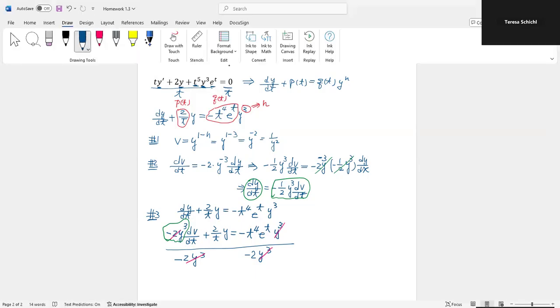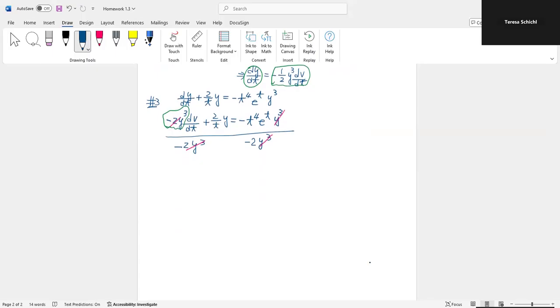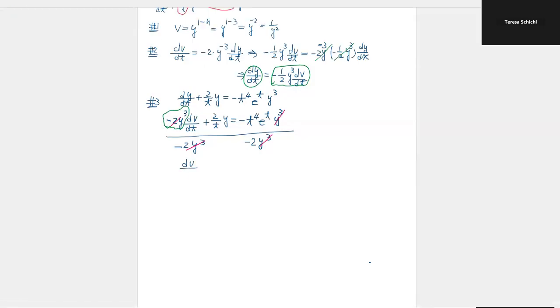Okay, so now let's rewrite this. This will be my dv/dt. Now I have a 2 and the negative 2 here, so it will be negative, and here this is y, so I'm going to have a y squared here. Oh, I just noticed I made a silly mistake here. This is negative 1/2 y cubed, so I need to replace it. Here is negative 1/2.